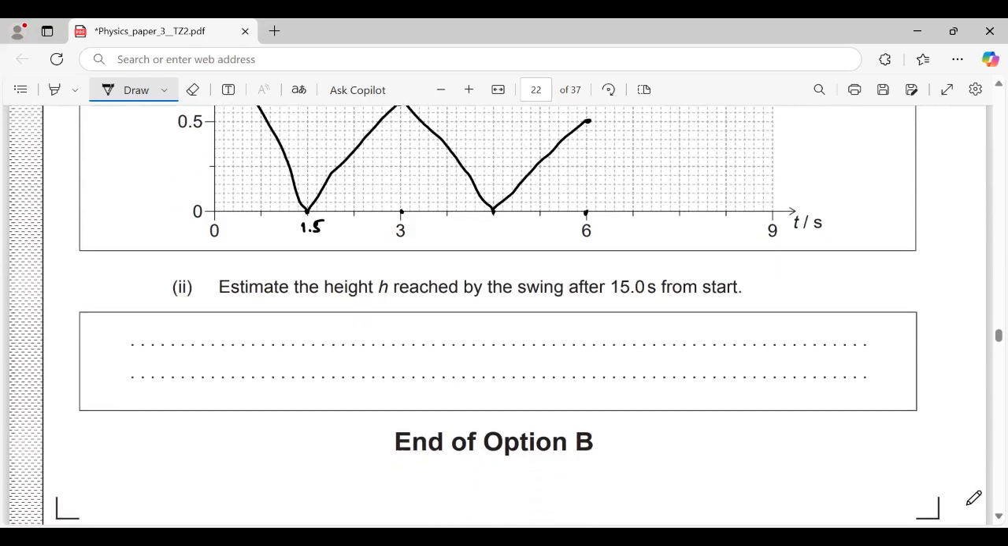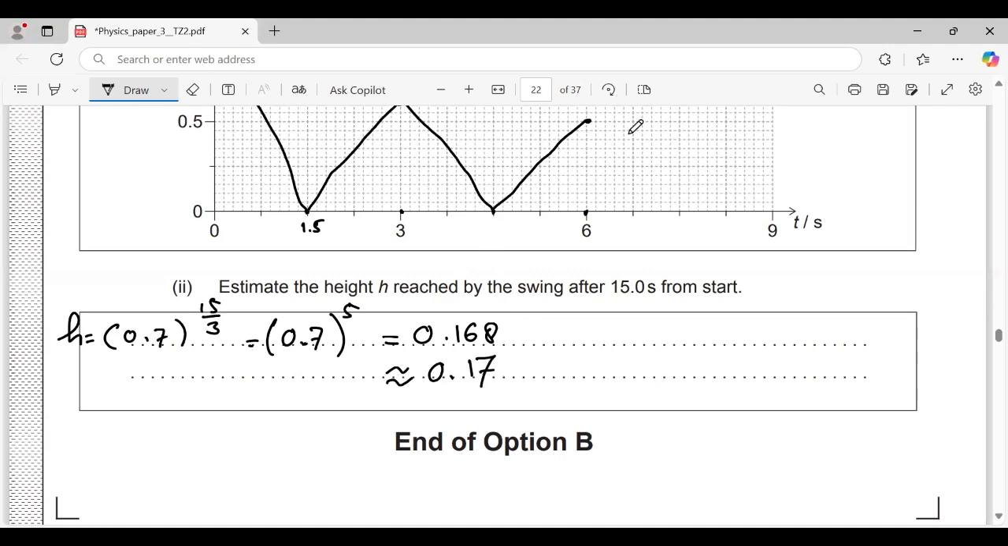Estimate the height reached by the swing after 15 seconds. After 15 seconds, the height equals 0.7 to the power of 15 over 3, sorry, 0.7 to the power of 5. And if you calculate, the result is 0.168, or rounded off, 0.17.